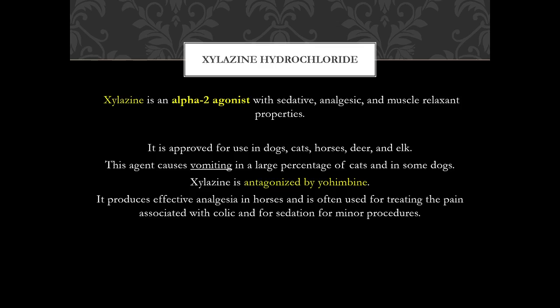Xylazine is an alpha-2 agonist. It has sedative, analgesic, and muscle relaxant properties. It's approved for use in dogs, cats, horses, deer, and elk, not for cattle. They are very sensitive to it. This agent causes vomiting in a large percentage of cats and in some dogs. Xylazine is antagonized by yohimbine. So if you remember xylazine, you've got to remember yohimbine.